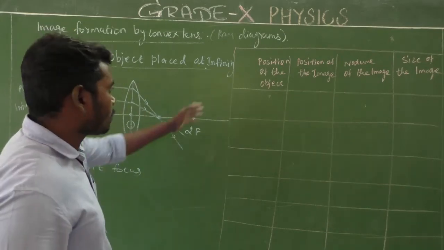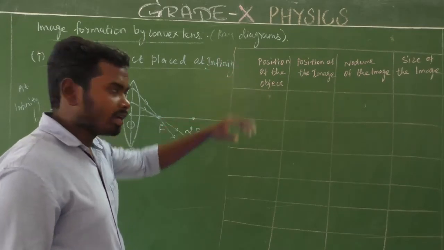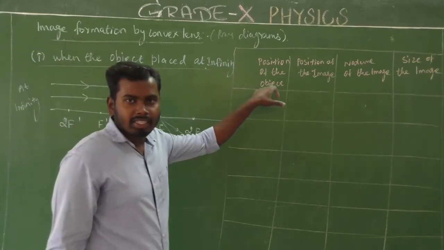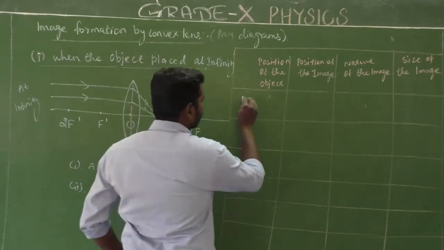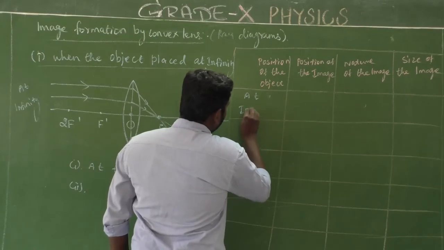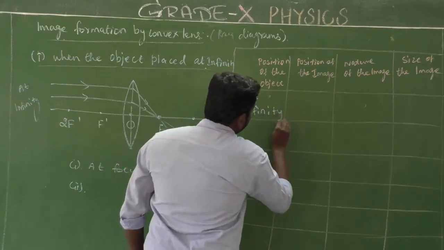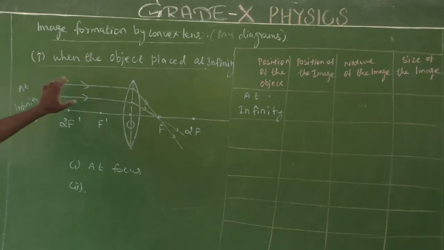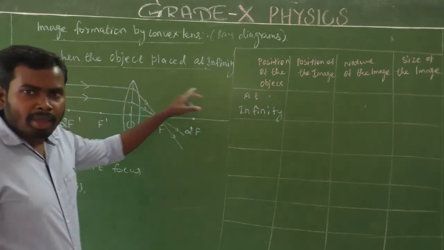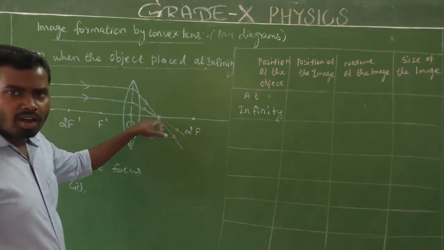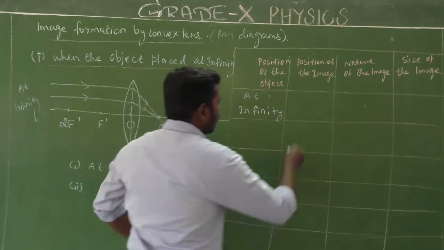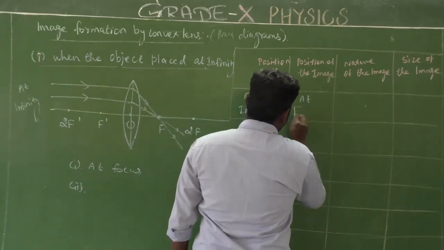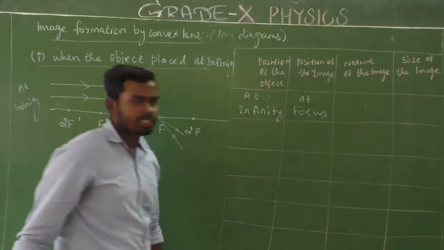Very simple. Okay, so I am trying to fill the tabular column. Look at here. What is the position of the object? Position of the object at infinity. So we place the object at infinity. Am I right? Then the position of the image. Where is the image formed? Image formed at focus. So position of the image is at focus. Is it clear?